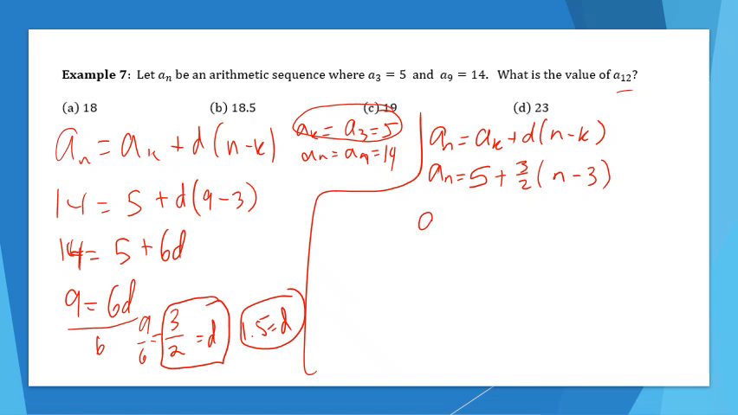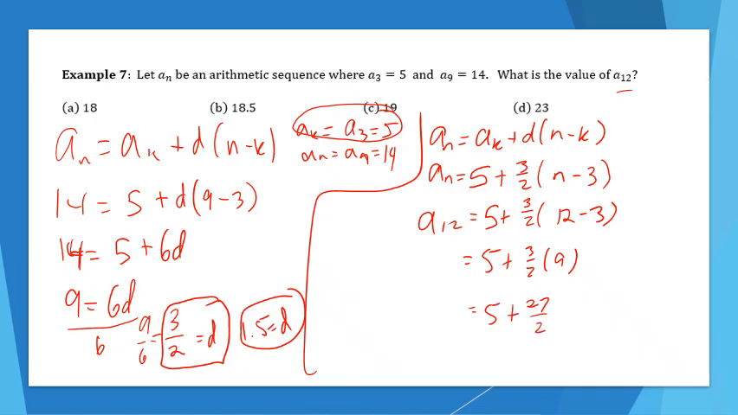And then to find the 12th term, just plug it in. So this is 5 plus 3 over 2 times 9. This would be 5 plus 27 over 2, which then is 10 over 2 plus 27 over 2, which is 37 over 2, which is 18.5. And so B should be the correct answer there.